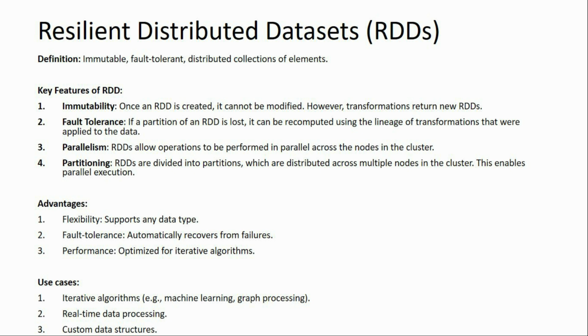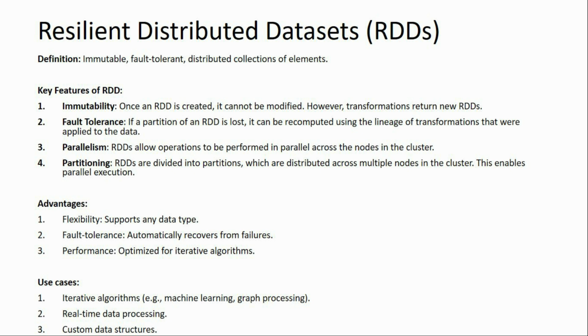Another key advantage is fault tolerance. As I mentioned earlier, if something fails, Spark will automatically recover your data using the lineage, which is essential in large-scale distributed environments. Finally, performance. RDDs are particularly great for iterative algorithms, like those used in machine learning or graph processing. Since RDDs can cache data, they are highly optimized for tasks that involve multiple operations on the same dataset.